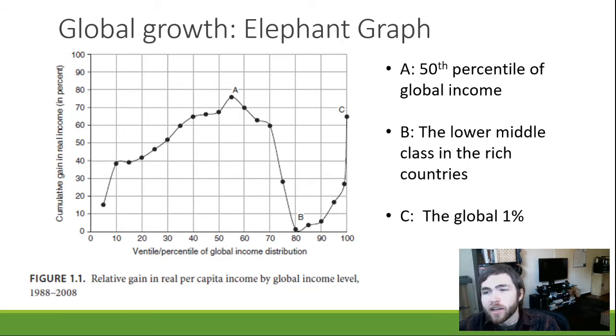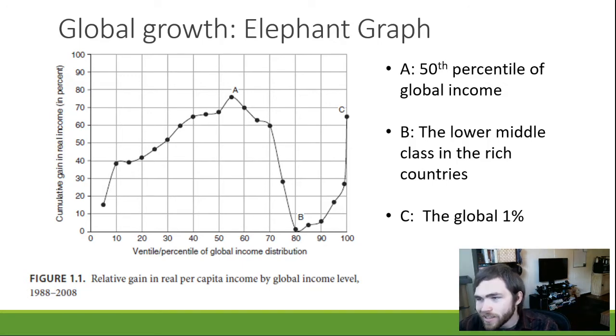Another way that we can visualize global inequality is this graph called the elephant graph. And so on the horizontal axis, we have the percentiles of the global income distribution. And the height of the graph is cumulative gain in real income in percent between 1988 and 2008. So over that 20-year period, how much growth did each of these percentiles of the global income distribution experience? And we can see that people in the 70th percentile and below experienced far more growth than almost anyone else except for people in the global 1%.